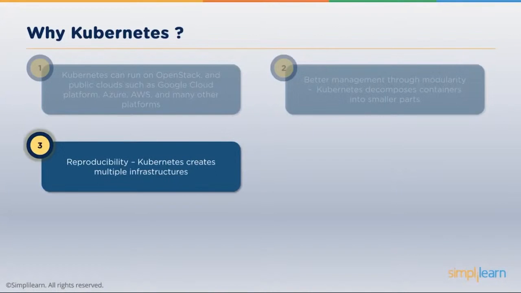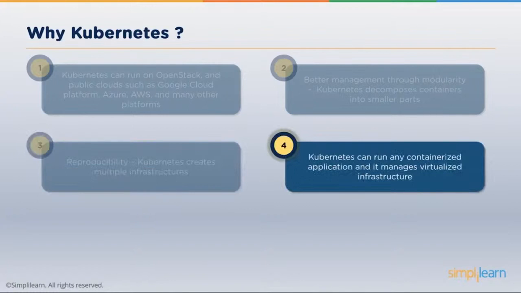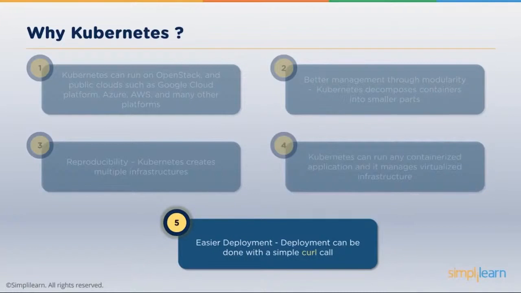The reproducibility of Kubernetes is extremely high. You can build out infrastructures very quickly and have containers coming on and off, being killed and created, to help load balance your entire environment. Again, we keep talking about containers, but that's really what Kubernetes is all about: managing your applications that are run through containers, in a virtualized infrastructure. And it's also really easy to deploy solutions. You just have to use a simple curl call and you can push out your Kubernetes infrastructure.